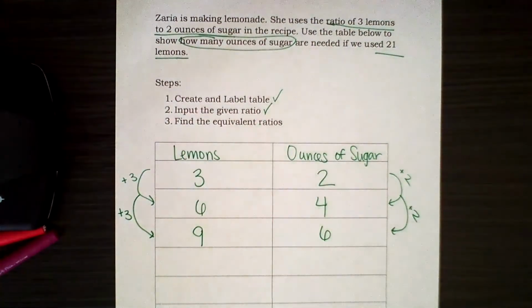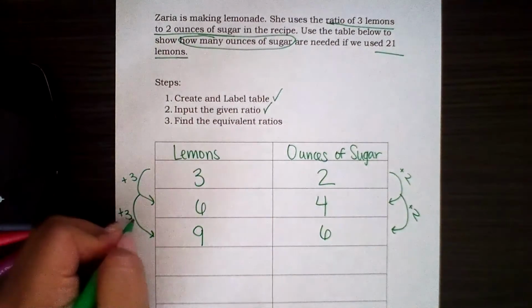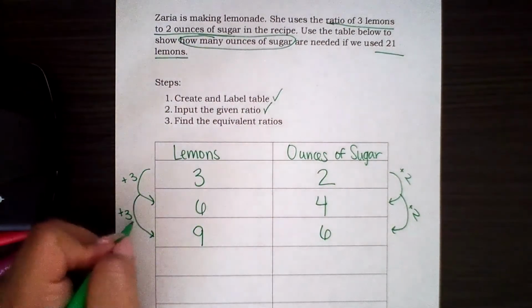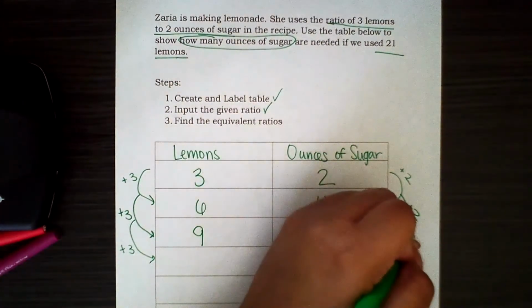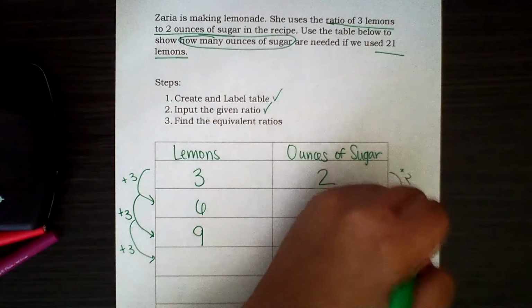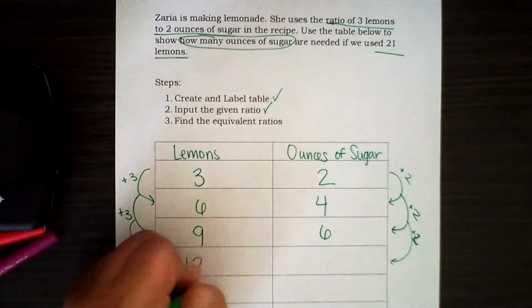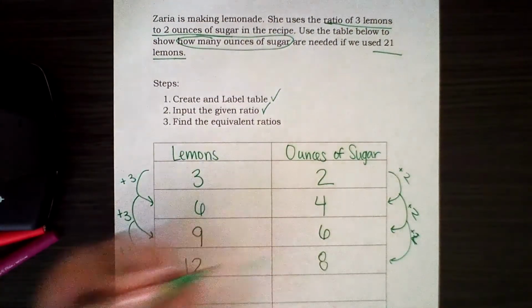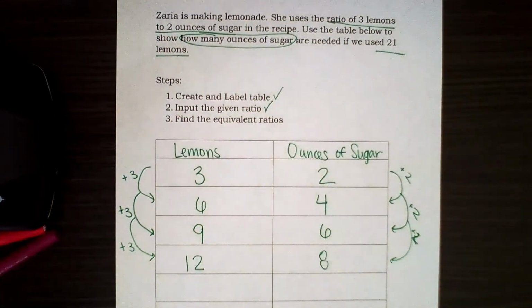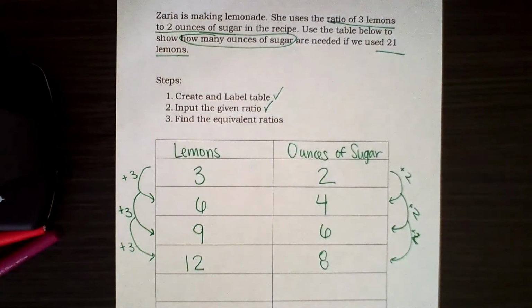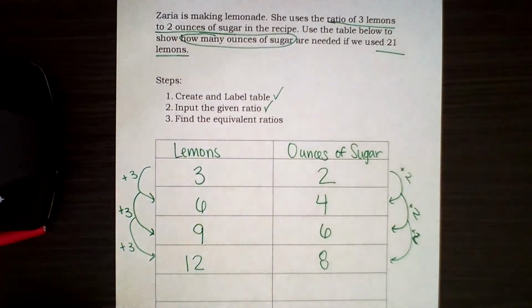Well, if I wanted to make another batch of lemonade using Zaria's amazing recipe, I know I would have to use 3 more lemons and 2 ounces of sugar. So now I have 12 lemons and 8 ounces of sugar. I'm not getting to 21 very quickly. So that means we should recognize that there has to be another way to find equivalent ratios. Well, maybe we can multiply.